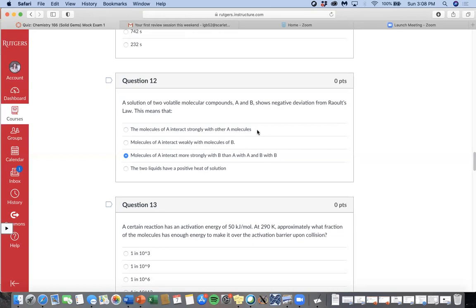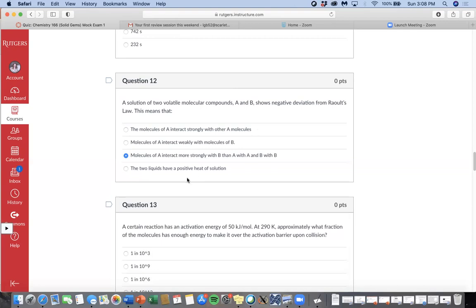And so if that happened, they would turn into a vapor at an even faster rate, because those interactions between your solute and your solvent would be so weak. Similarly, for the second answer choice, if they interacted really weakly together, then you wouldn't have the negative deviation. You'd have the positive deviation, because it's another way of saying that the interactions of A and A, or your B interactions, are stronger than the interactions between A and B, or your solvent solute.